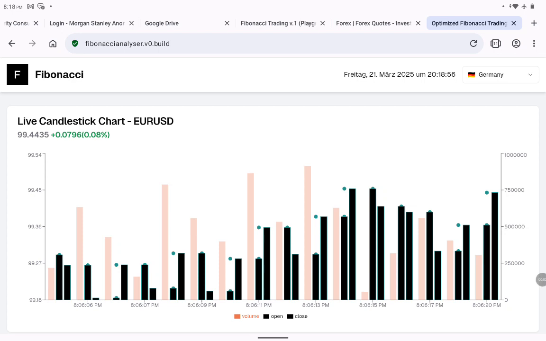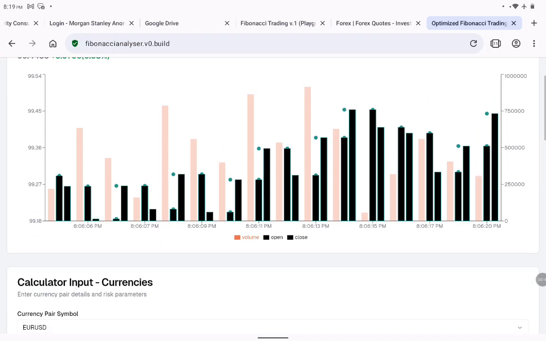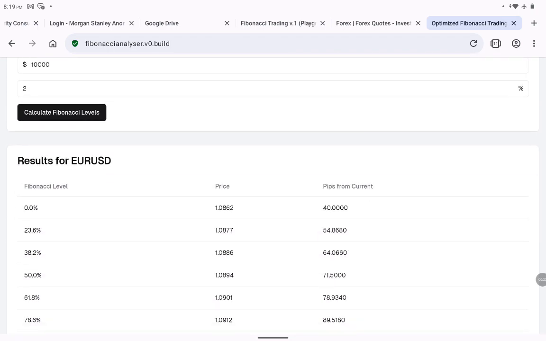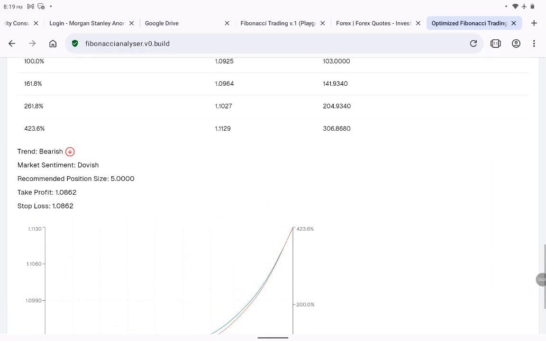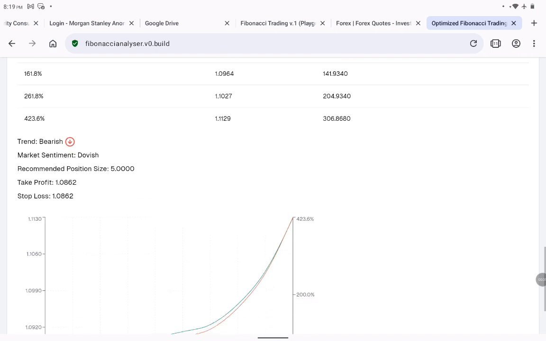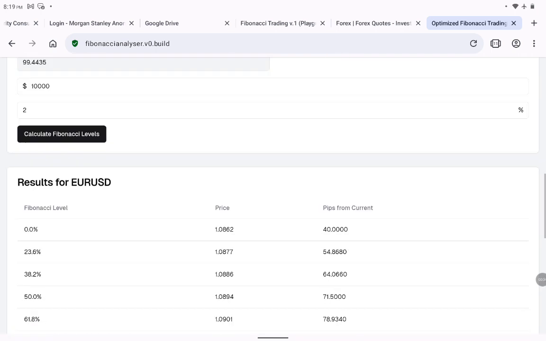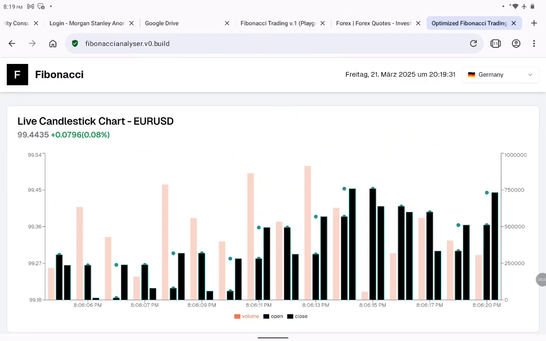Hi, it's Andreas here, and I am doing a live demo on how Fibonacci trading works. I was initially just showing a previous demo on EUR/USD, and right now I'm showing a bearish sentiment for the derivative currency. Today I'm going to do a quick demo on USD/CAD. So let's just run through it.